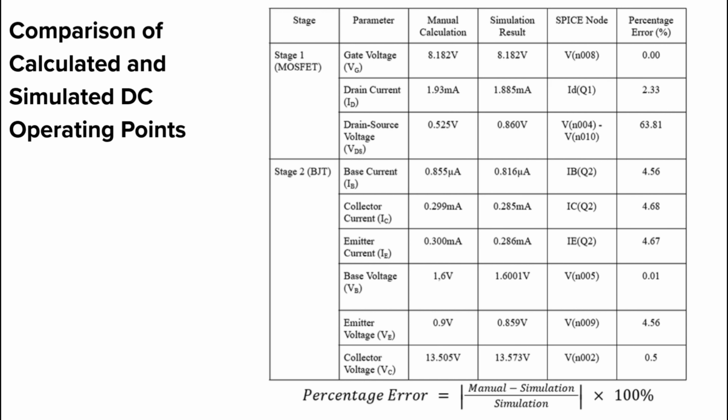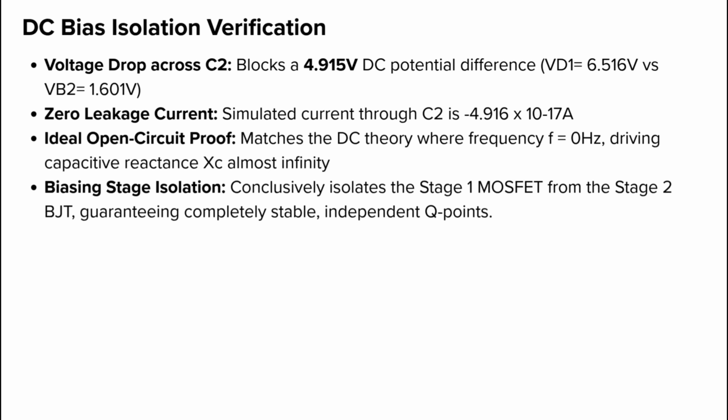Comparing the two, our percentage errors are exceptionally low, mostly under 5%. The outlier in VDS is simply due to a small numerical variance over a tiny voltage, confirming our design accuracy. Finally, we verified DC isolation. Coupling capacitor C2 had a 4.915 volts drop with a near zero leakage current, proving it acts like a perfect open circuit to keep both Q points perfectly stable.